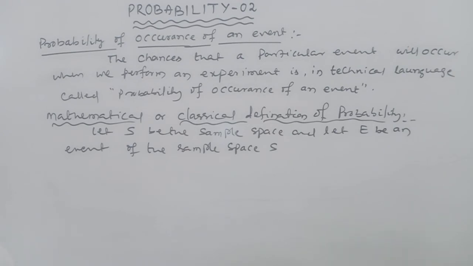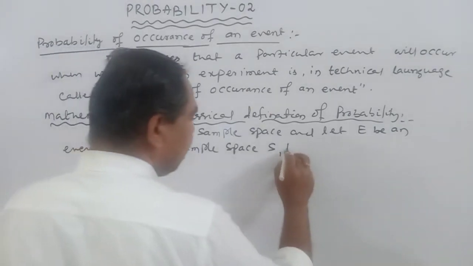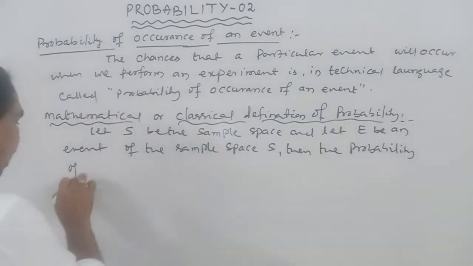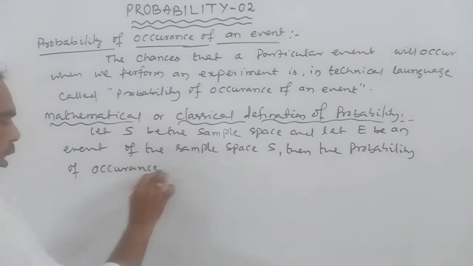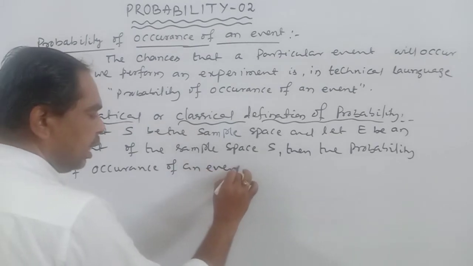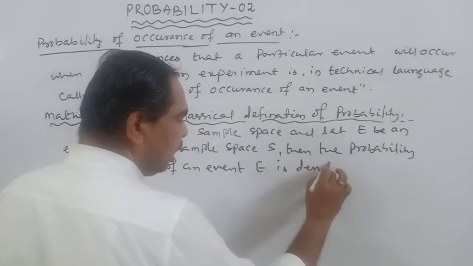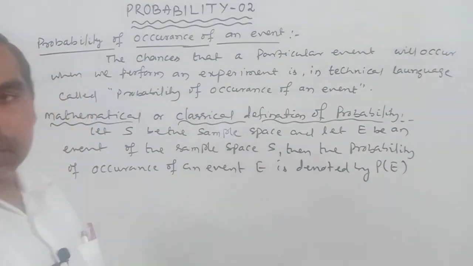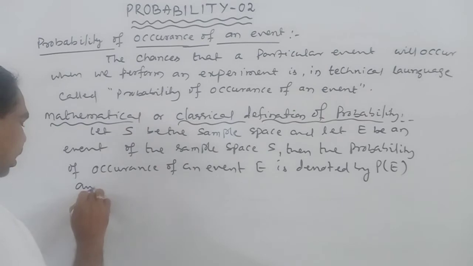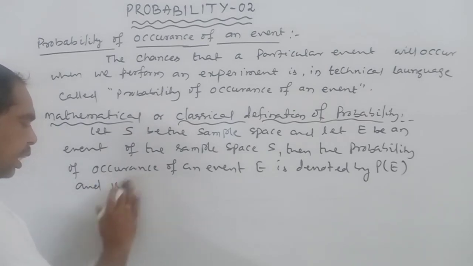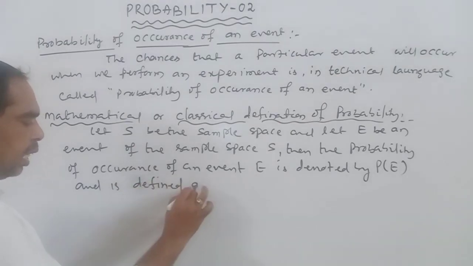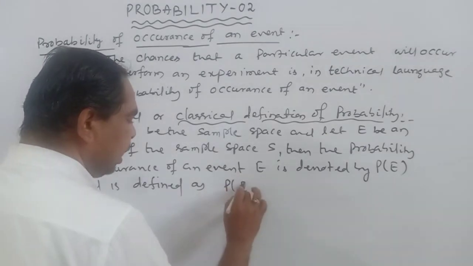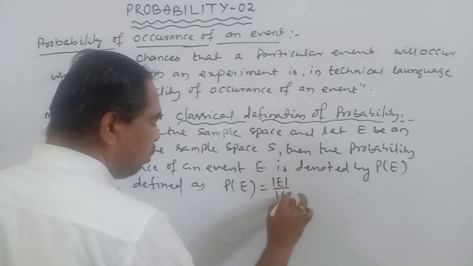Probability of the occurrence of the event E. The probability of occurrence of an event E is denoted by P of E, and is defined as P of E is equal to mod of E divided by mod of S.